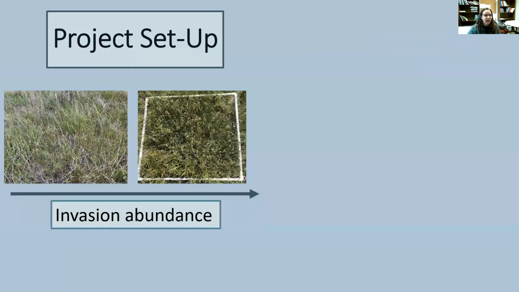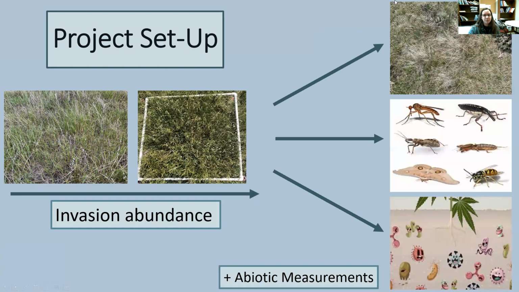So in Montana, I have plots set up along natural invasion gradients, meaning that they range in invasion abundance from low to high invasion by Bromus arvensis. And last summer, I sampled the plant, insect, and soil microbial communities, as well as several abiotic or environmental variables to constitute my pre-treatment or baseline data, which I will compare to the data that I collect from this summer.